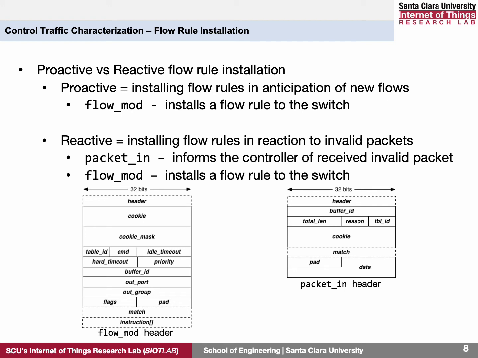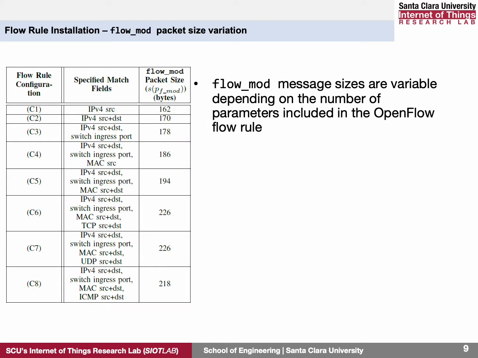Once the controller has received the packet message and has made a decision about what to do, the controller will then respond with a flow mod message to the switch. This flow mod message installs a new flow rule onto that switch, and after that, the flow rule is correctly installed. In both reactive and proactive flow rule installation scenarios, a flow mod message is sent from the controller to the switch to install a new flow rule or to modify an existing flow rule.